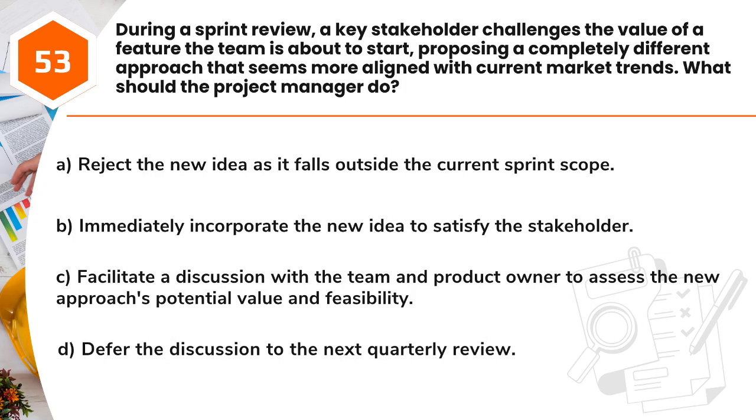Question 53. During a sprint review, a key stakeholder challenges the value of a feature the team is about to start, proposing a completely different approach that seems more aligned with current market trends. What should the project manager do? A. Reject the new idea as it falls outside the current sprint scope. B. Immediately incorporate the new idea to satisfy the stakeholder. C. Facilitate a discussion with the team and product owner to assess the new approach's potential value and feasibility. D. Defer the discussion to the next quarterly review.